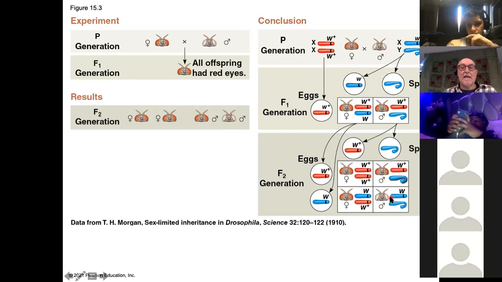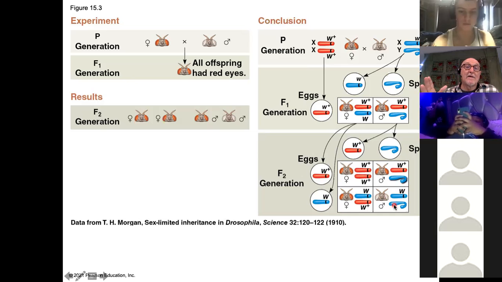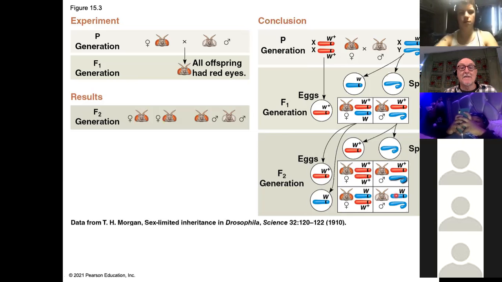But what about this guy here? He's got the little W there, a white eye, and there, a Y chromosome. He's got no other allele. He's only got the white-eyed allele. So he appears white-eyed.